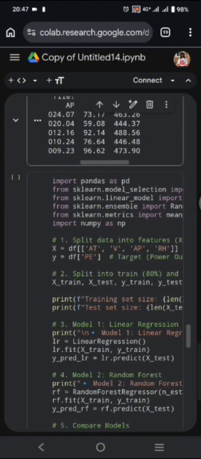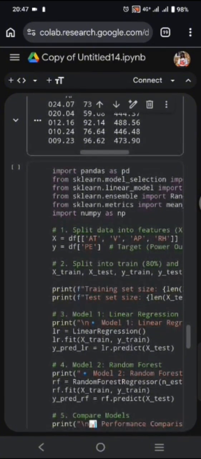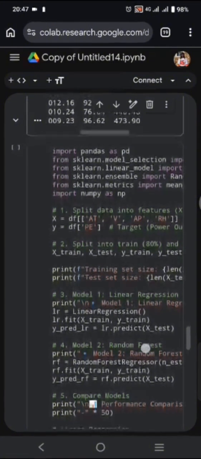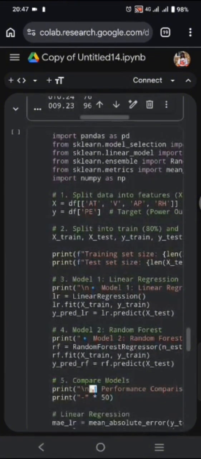So this is a regression problem where we are predicting a continuous number, power output in megawatts. And our features are the temperature, exhaust vacuum, ambient pressure, and relative humidity. And our target is the power output, which is PE. And what that means is the PE is the net hourly electrical energy output in megawatts.